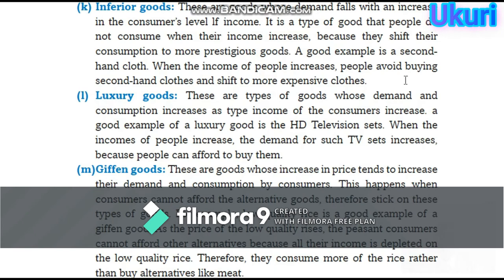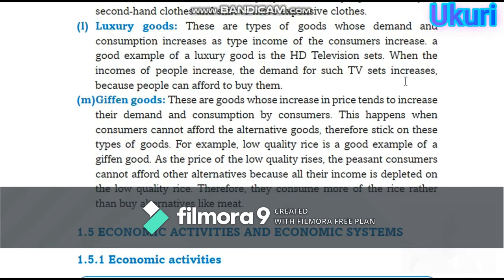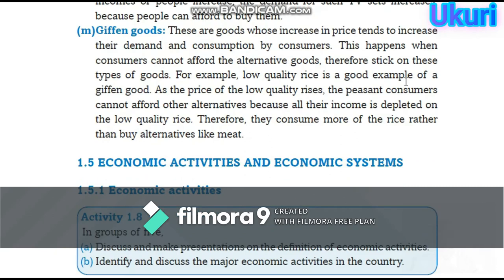Yeah, that's what we call inferior goods. Giffen goods, these are goods whose increase in price tends to increase their demand and consumption by consumers.